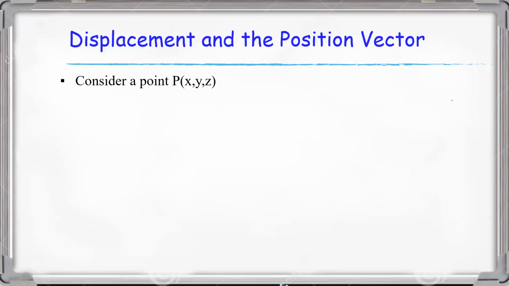Then here consider a point P having coordinates x, y, z. Let it be any point P having coordinates x, y and z. Here we discuss only one point, and x, y, z is our coordinate system. Here look at the figure. It is our point P, its coordinates x, y, z.